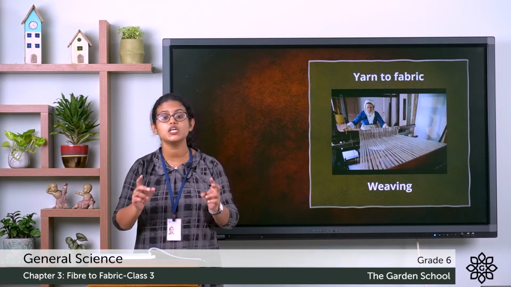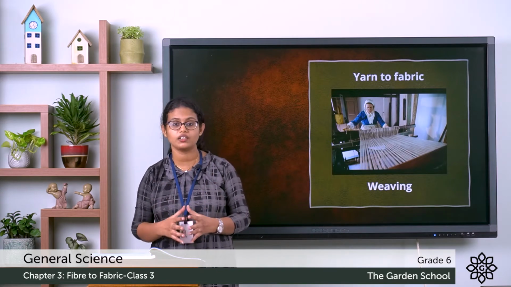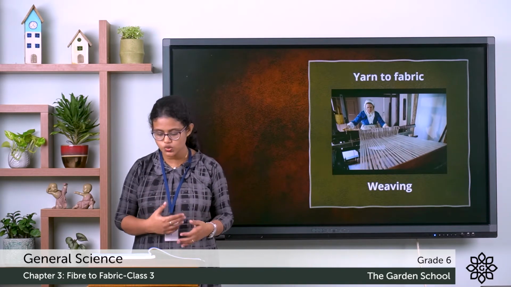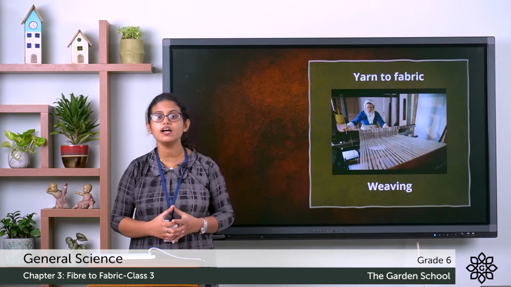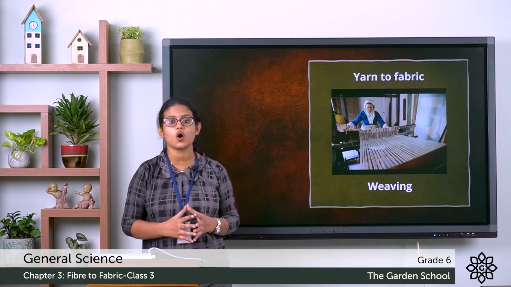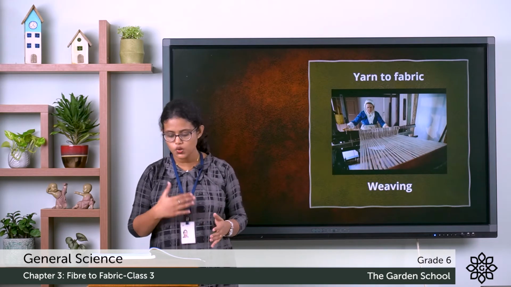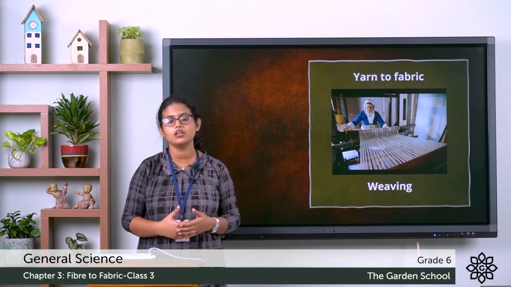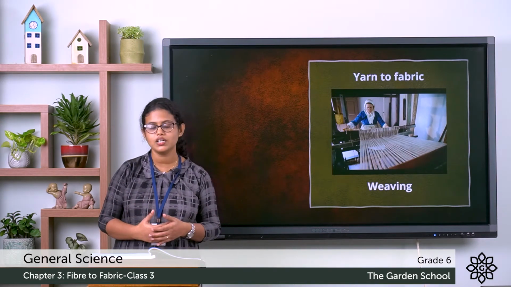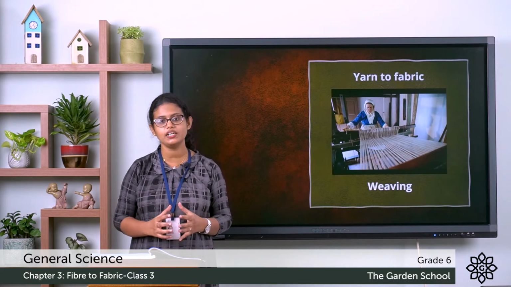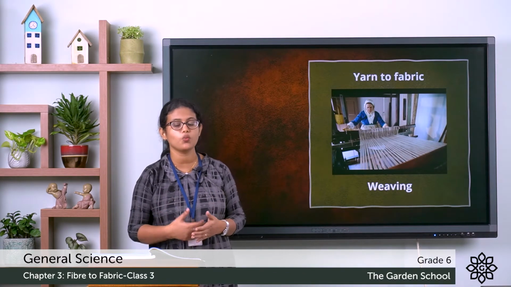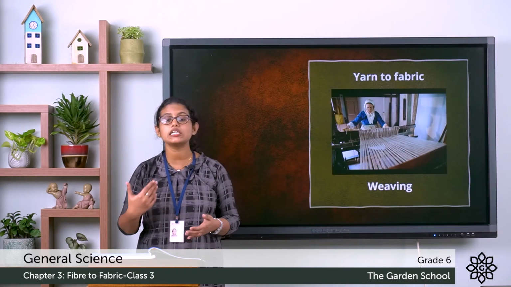What is it? Two sets of yarn. Yarn means thread. So two sets of yarn are arranged together to make a fabric. That is called weaving. When a single yarn is woven into fabric, we call it knitting. If a single yarn is woven into fabric, what do we call it? We call it knitting.